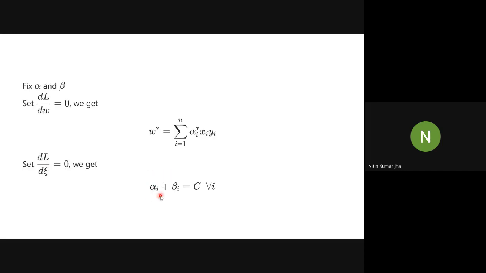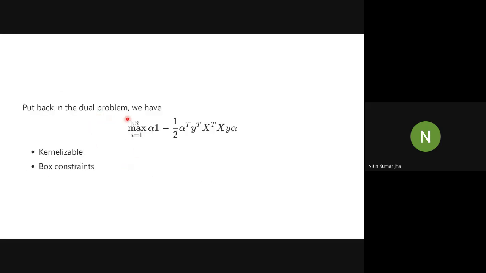And again, if we set the derivative of the Lagrangian with respect to xi_i equal to 0, then we get the equation alpha_i plus beta_i equal to C. This is the difference between hard margin and soft margin, where alpha was not upper bounded. But in the case of soft margin, both alpha_i and beta_i are positive and C is positive. So alpha_i is upper bounded by C, and alpha can take values between 0 and C. If we put this value back into the Lagrangian, we get the same dual problem that we had before, but here alpha is upper bounded by C. So this is the only difference between soft margin and hard margin in the formulation of the objective function.